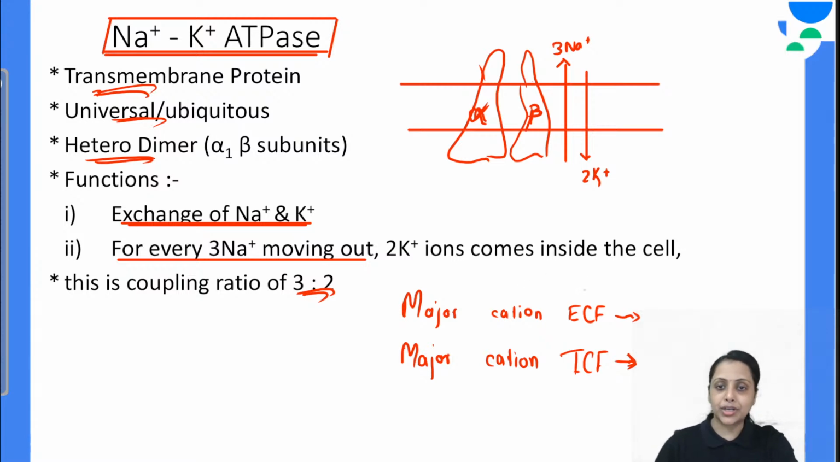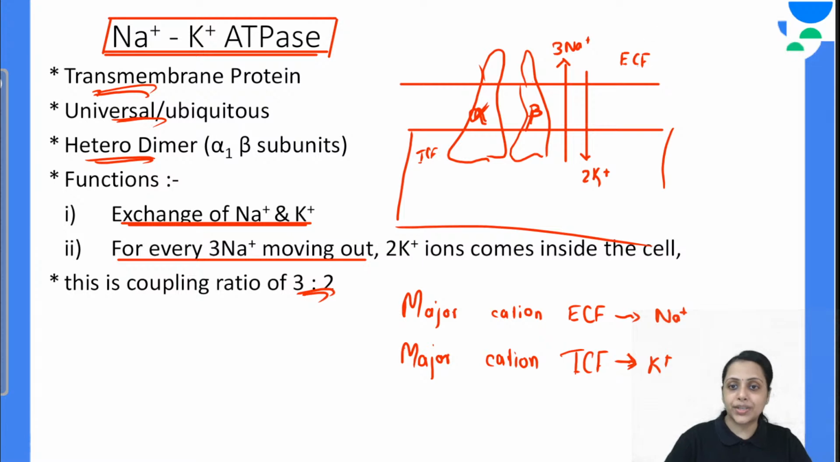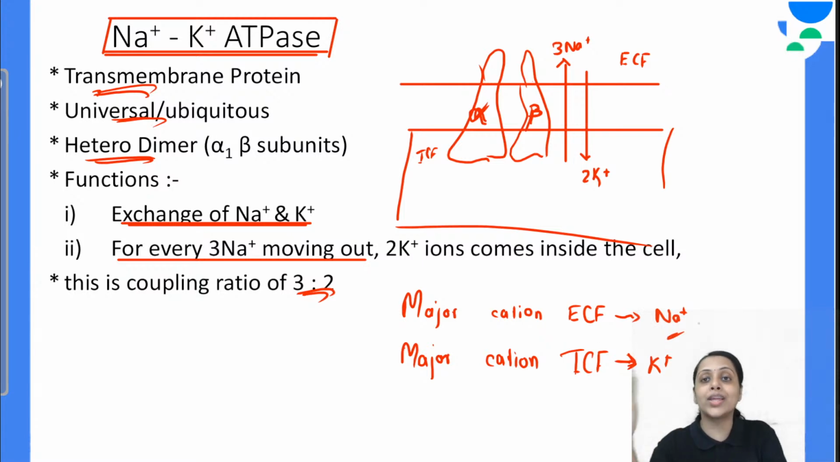Yeah, very true. The major cation in ECF is sodium. And the major cation in the ICF is? Yeah, very true. It is the potassium ion. So what happened? Potassium is pushed into the ICF. This is the ECF and this is the intracellular compartment. This is the ICF. And we all know the sodium concentration is more in the ECF.